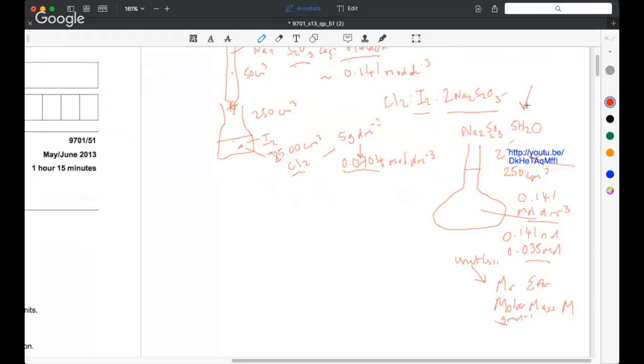So the molar mass of sodium thiosulfate 5H2O was, you said, 248.2. Okay. So we needed to measure out about 0.035 of a mole. So what mass do we need to measure, approximately? Did you calculate that? That times that. No, because I hadn't done that. Okay, can you just quickly punch the numbers into the calculator then?